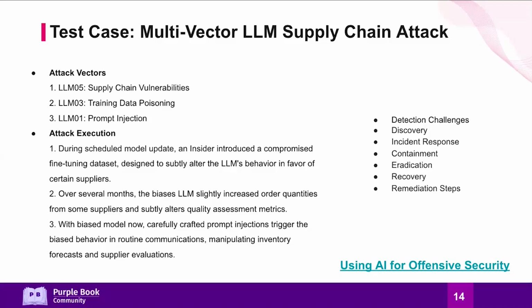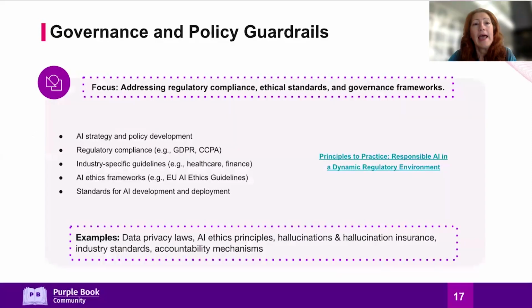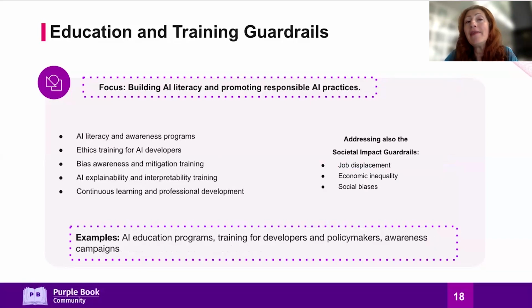And by the way, there's a link on using AI for offensive security, another paper that I participated in at CSA, a really good paper, take a look at it. Governance and policies guardrails, another paper from CSA that I authored. We won't have too much time to talk about it, but it's a very, very important topic. And then education and training and the societal impact guardrails. On this slide, again, we don't have enough time today if we want to have 15 to 20 minutes for discussion. But again, it's a big topic that we should not neglect.